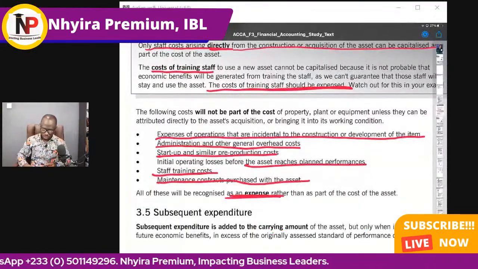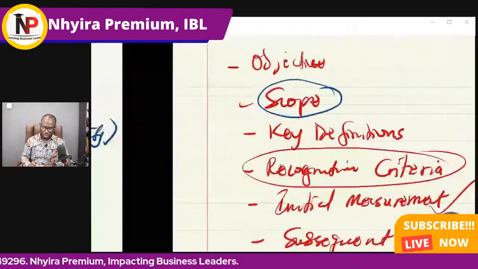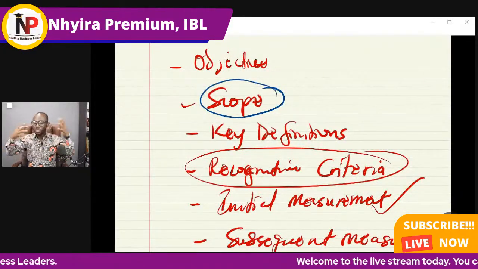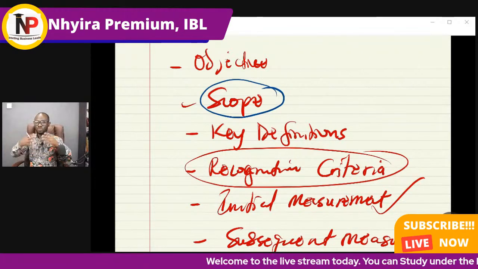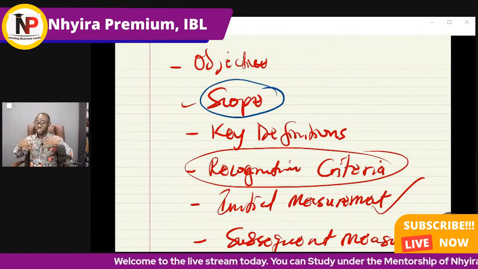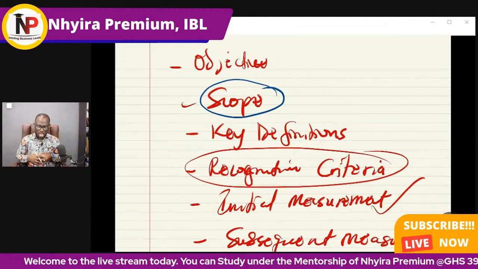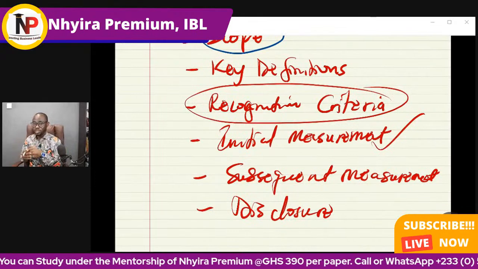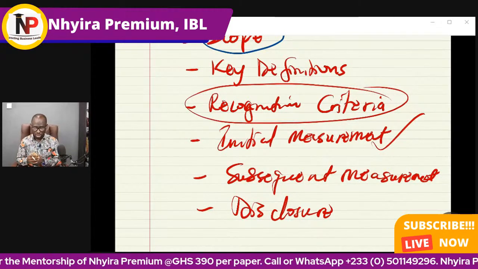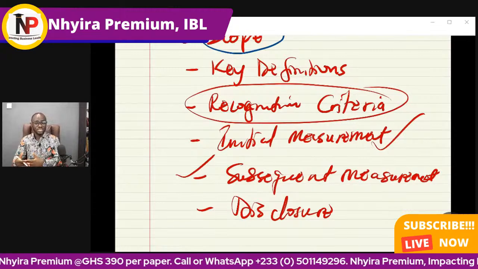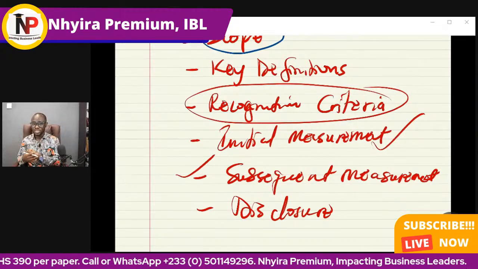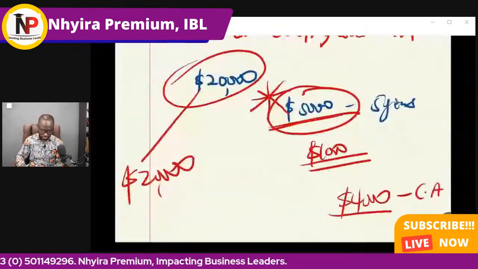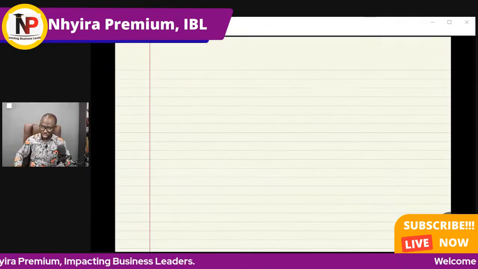Subsequent measurement. So let's do a quick recap. We've spoken about the objective of the standard. We've spoken about the scope of the standard. We've looked at the key definitions. We've looked at the recognition criteria, and we've looked at the initial measurements. Now let's go to where many of you will be excited about, and that is subsequent measurement. You ready for that? Let's go. Subsequent measurement.